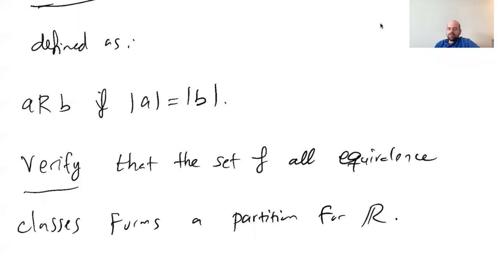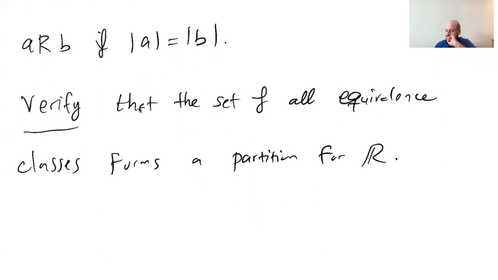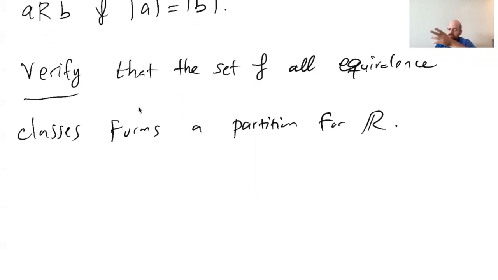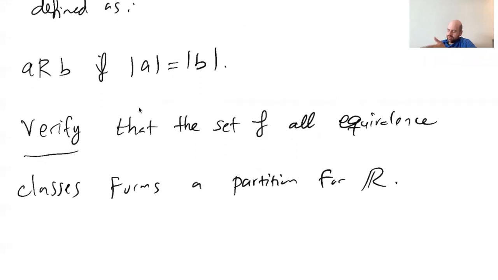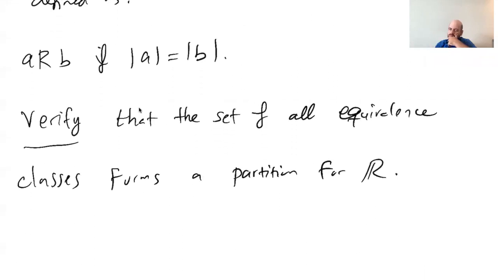So we can verify that for this relation, the set of all equivalence classes forms a partition for R. You need to show that the union of all of them is all the real numbers, and the intersection of any two distinct equivalence classes is the empty set. We know this happens, but you want to verify it because we already showed that this relation is an equivalence relation, so we expect this property to hold.